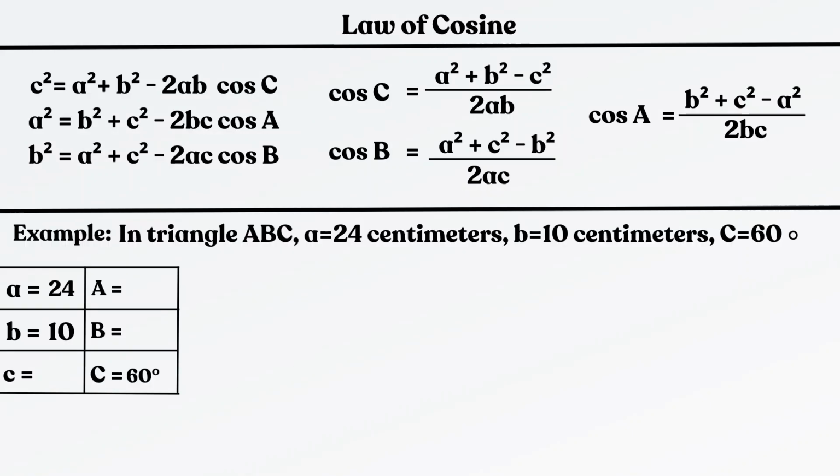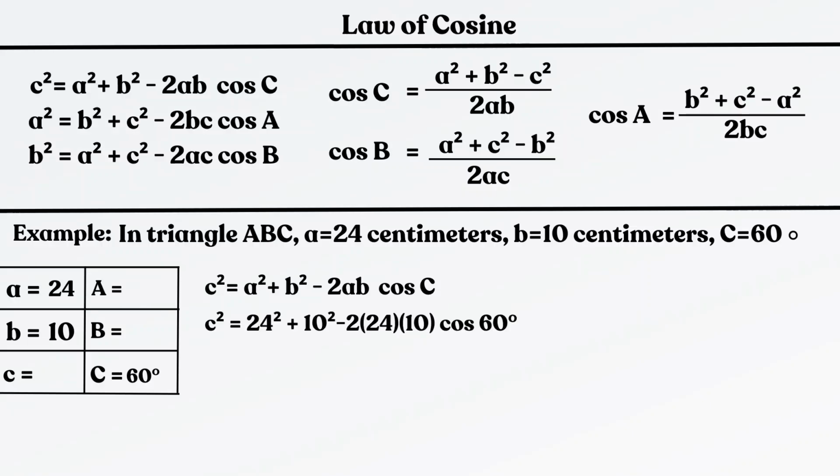In a triangle ABC, a equals 24 centimeters, b equals 10 centimeters, and C equals 60 degrees. The first thing that we wanted to find is the side c. In order to solve for this, we will use the formula of cosines, which is c squared equals a squared plus b squared minus 2ab cosine C. To calculate for the side c, we substitute the known values. It becomes c squared equals 24 squared plus 10 squared minus 2 times 24 times 10 times cosine 60 degrees.